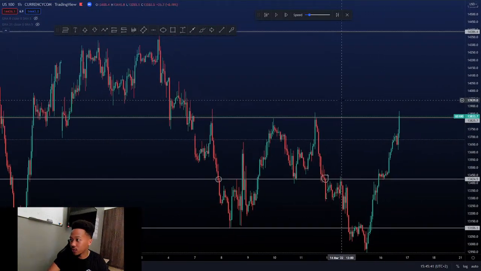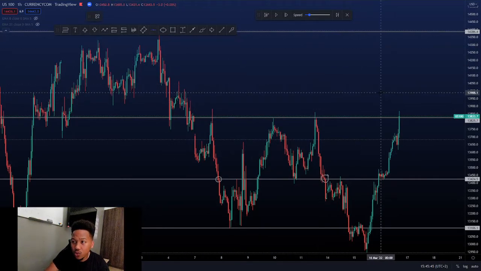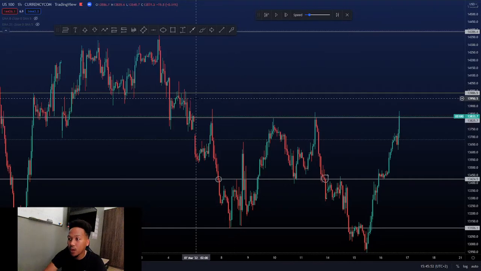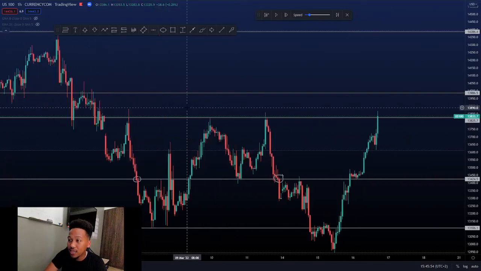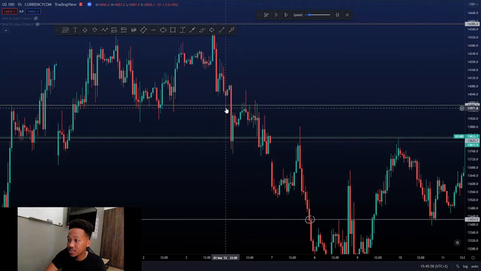Now let's look for the nearest area where we can find ourselves heading back into this area over here. Boom. See this area over there, right? Multiple respects. Respect has an area of resistance. Can you see this? Resistance, resistance, support.